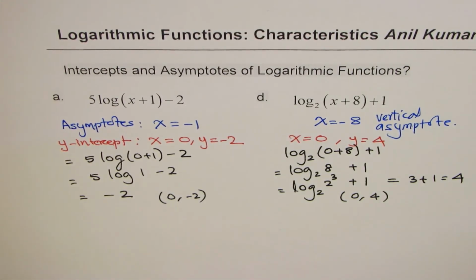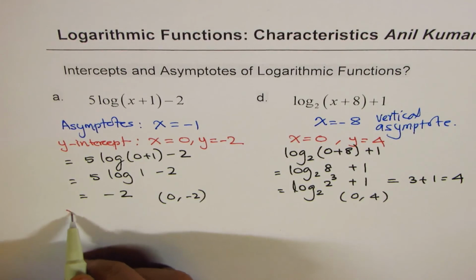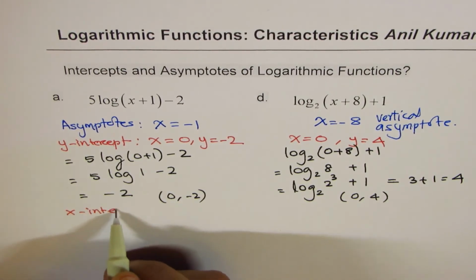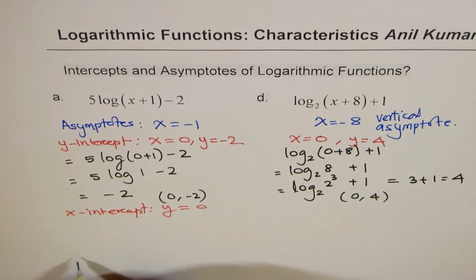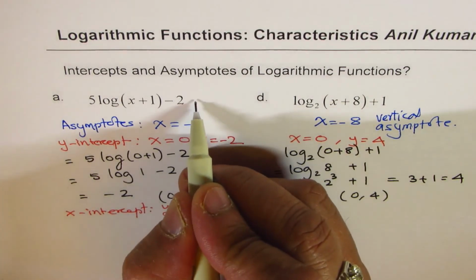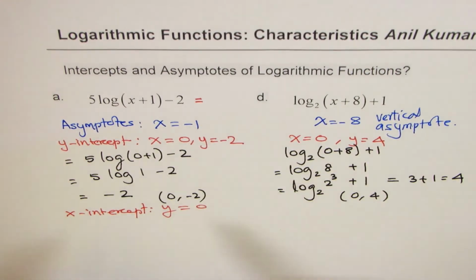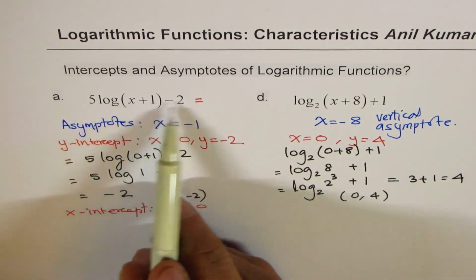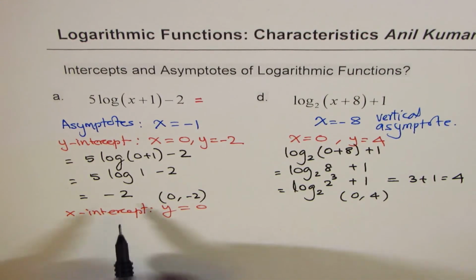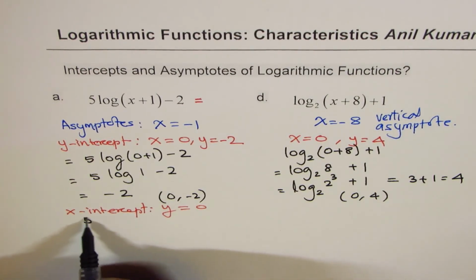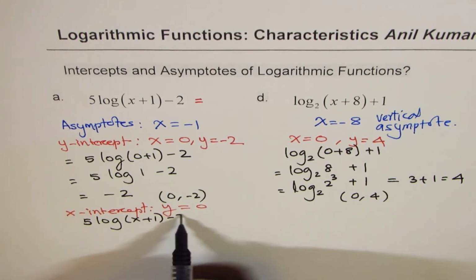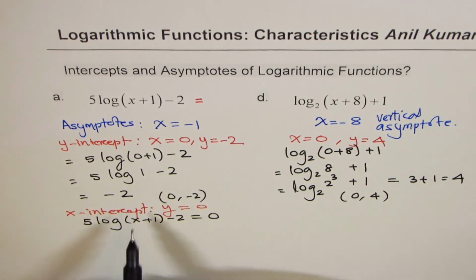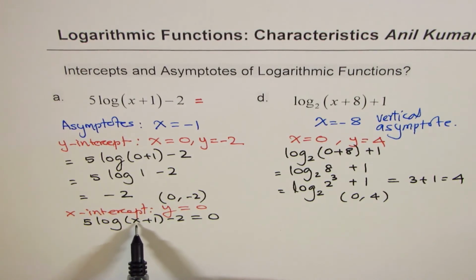Correct? Now let us see how to find the x-intercept. For the x-intercept, y has to be equal to 0. So that means we have to equate the function to 0 to get the value of x, right? So let's try to figure this out. Now we have 5 log of x plus 1 minus 2 equals 0. So we have to solve for x, correct?